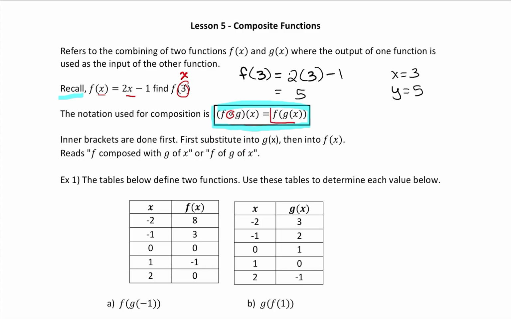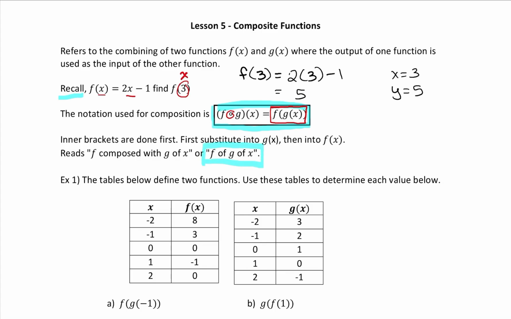The other way we can write it, which I prefer so that the open circle doesn't get confused with multiplication, is f bracket g bracket x and then close the brackets. What this means is you're always doing your inner brackets first. You can think of it like a BEDMAS situation where you do the brackets first, and then whatever answer you get for what's inside the brackets, in this case g of x, you then substitute into your outer function, which is f of x. We read this as f composed with g of x or f of g of x. You'll typically hear me use this notation here.